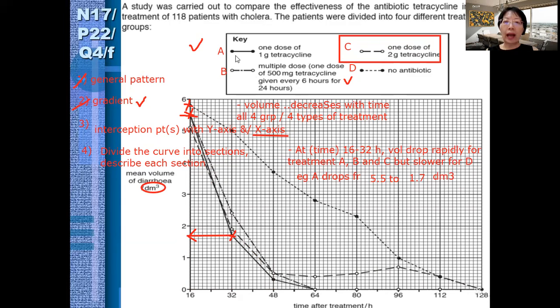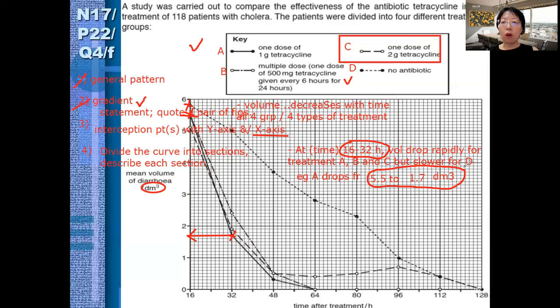So over here, can you see we are not only comparing the gradient among the different curves? After you give a statement of comparing, you need to quote a pair of figures. What do I mean by quoting a pair of figures? Do you see I've quoted the pair of figures between 16 to 32 hours: A dropped from 5.5 to 1.7 decimeter cube. So this is called quoting a pair of figures.